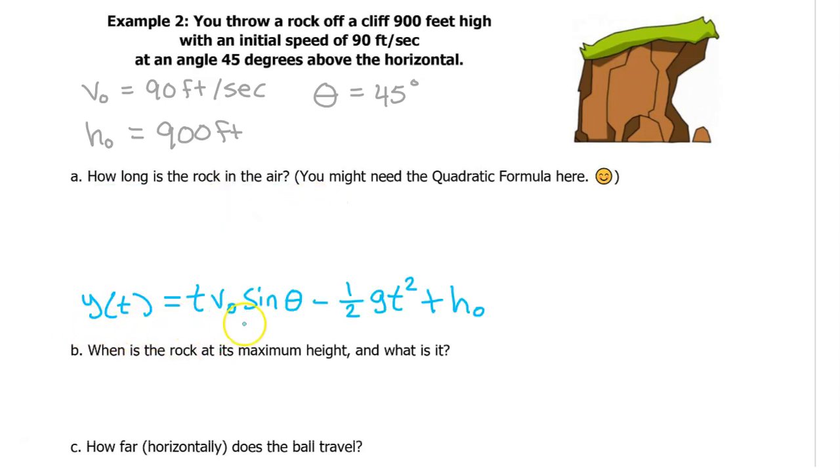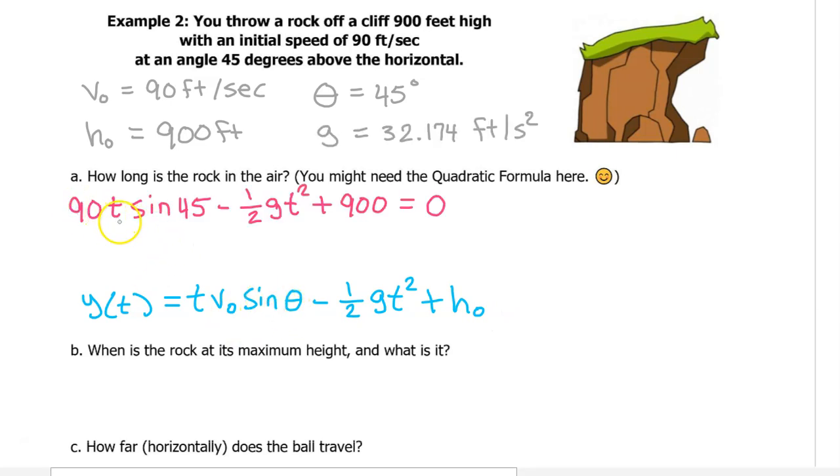Remember, here's the formula for the vertical height of an object, given initial speed, initial height, and the initial angle. Plugging in our initial conditions and setting the vertical position equal to 0 gives us this. For this problem, I'm going to use 32.174 feet per second squared as the value of g.